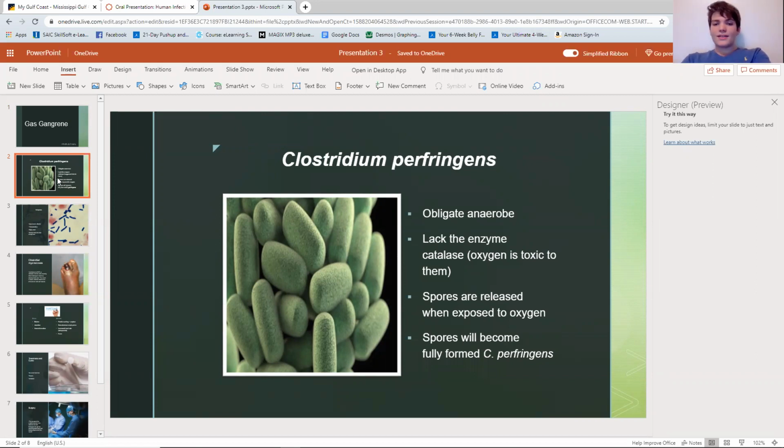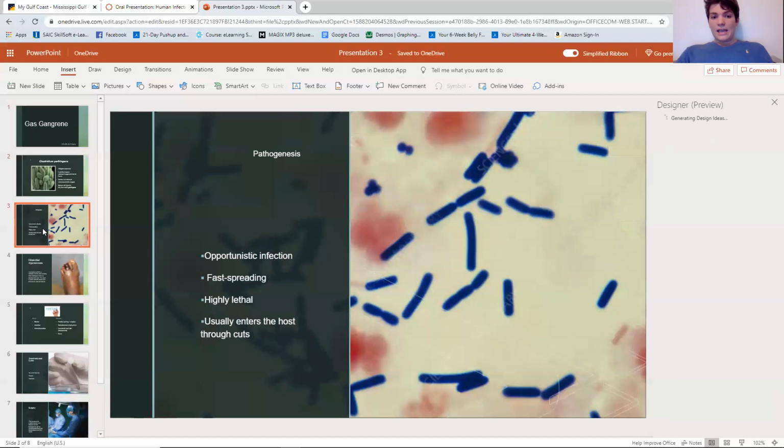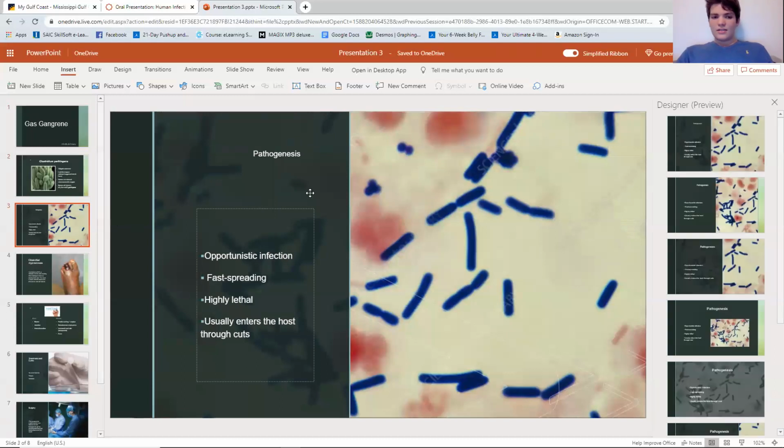This bacteria is an obligate anaerobe, meaning it does not require oxygen to survive. It lacks the enzyme catalase. Therefore, oxygen is toxic to it. When it comes in contact with oxygen, spores are released, which, under the right conditions, will become fully formed C. perfringens. Now, these spores are extremely resilient to heat and cooking in certain times.